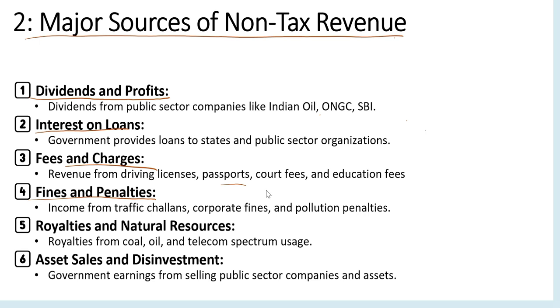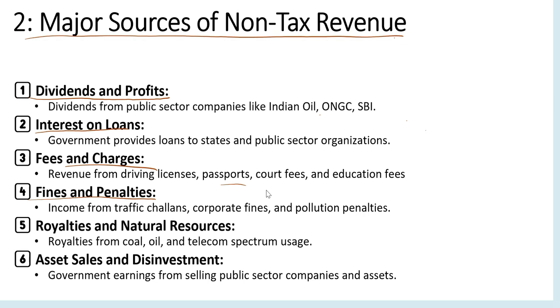Dividends and profits. Public sector companies like Indian Oil, ONGC, and SBI, whenever this type of public sector company generates income, a portion of their profits is given to the government as dividend. Interest on loans. When the central government provides loans to states or public sector organizations, the interest earned on these loans becomes a source of income for the government. Fees and charges. Money earned from driving licenses, passports, court fees, and education fees is also part of non-tax revenue.